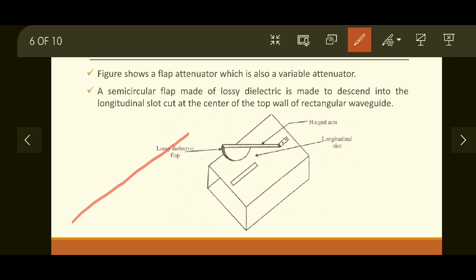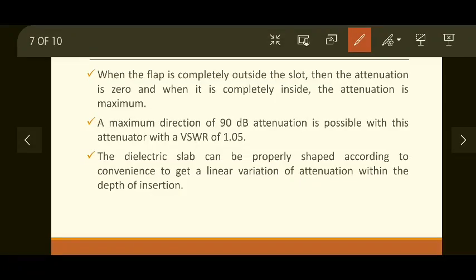if its geometry is changed. For example, like this one. So the flap can be made like this one, or like this one, like anything. Depending on how much variation you want in the attenuation, you can change the geometry of the flap also. Okay, so that is a flap attenuator.